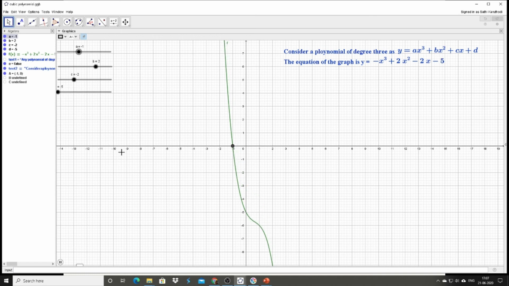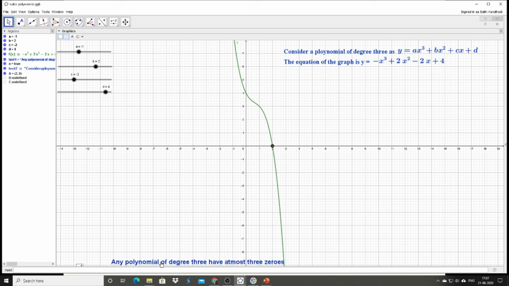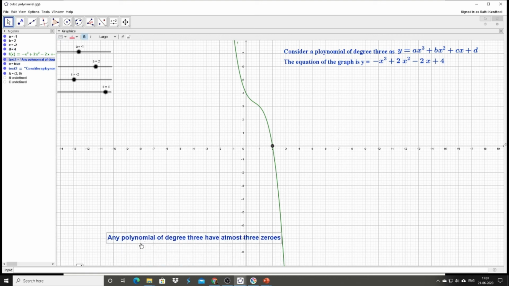Therefore, we can conclude here that when we change the different values for A, B, C and D, the graph intersects either at 3 points or at 2 points or 1 point. So we can get the result that any polynomial of degree 3 has at most 3 zeros.